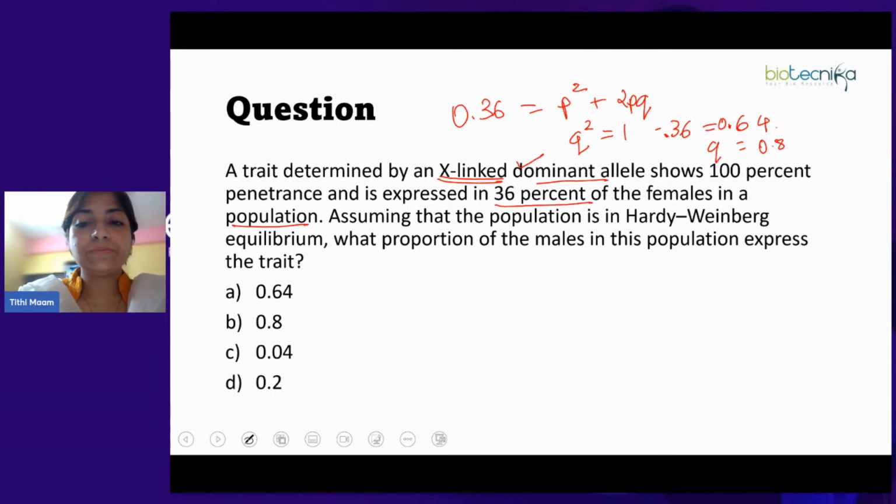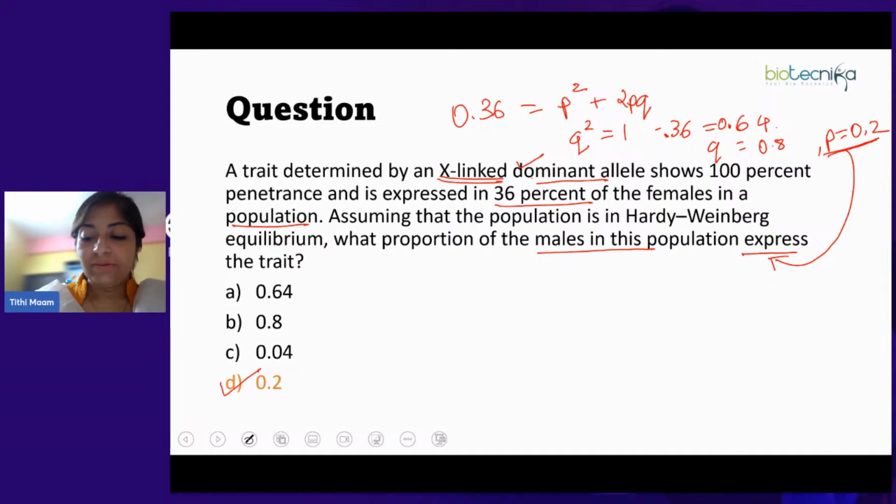Right? Now, assuming that the population is in Hardy-Weinberg equilibrium, what proportion of males in this population will express the trait? The trait will be expressed by the dominant allele, not by the recessive allele. So if q is equal to 0.8, p will be equal to 0.2. And this is the causative allele, right? So what proportion of males in the population will express the trait? It will be the same as the allelic frequency. So the answer will be 0.2. Did you all understand?